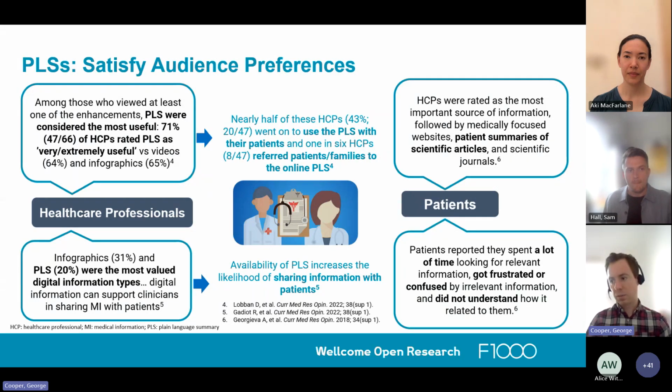The availability of a plain language summary was associated with an increased likelihood of healthcare professionals sharing information from research with patients. And doing so addresses a need that's well documented among patients, who often struggle to find relevant information about healthcare interventions, who get frustrated or confused by irrelevant information from research and often don't understand how it relates to them. So it's trying to address that need.